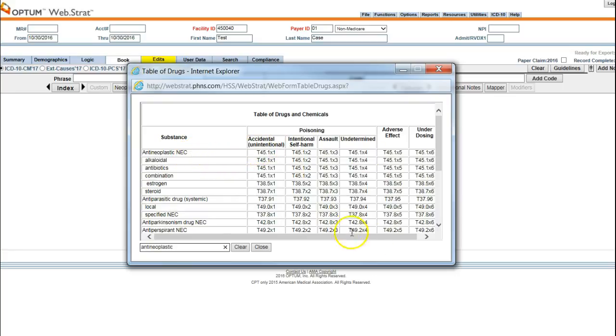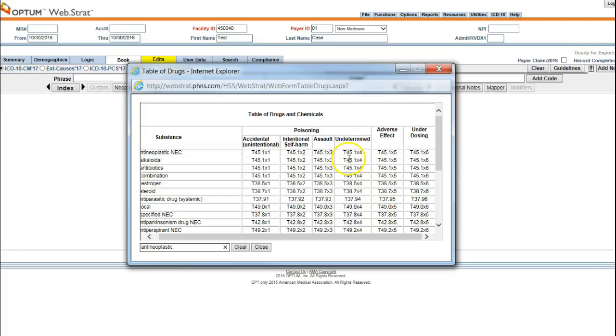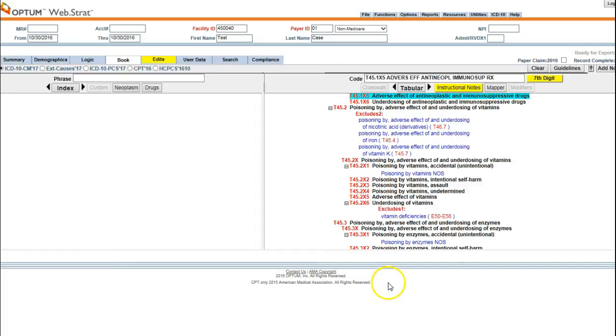And as you can see, as I was explaining, you have these several columns across the top. Like if she's gotten poisoned, this up here explains the type of poisoning that the patient experienced. So if it was unintentional, self-harm, someone assaulted her, or it's undetermined. But since she's taking her medication, or they're giving her her medication according to instructions or as directed, and she had an adverse effect, we will code it from the adverse effect column.